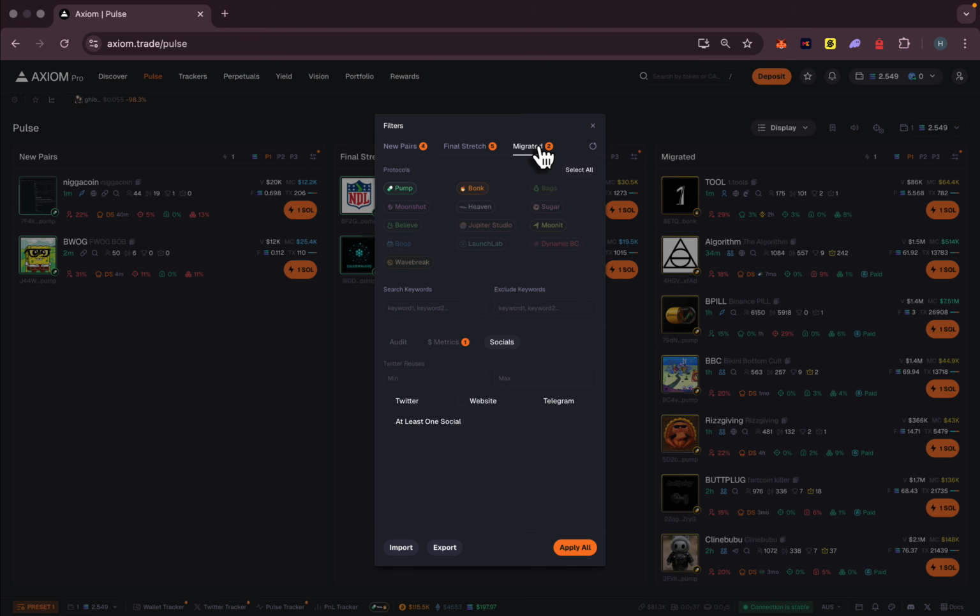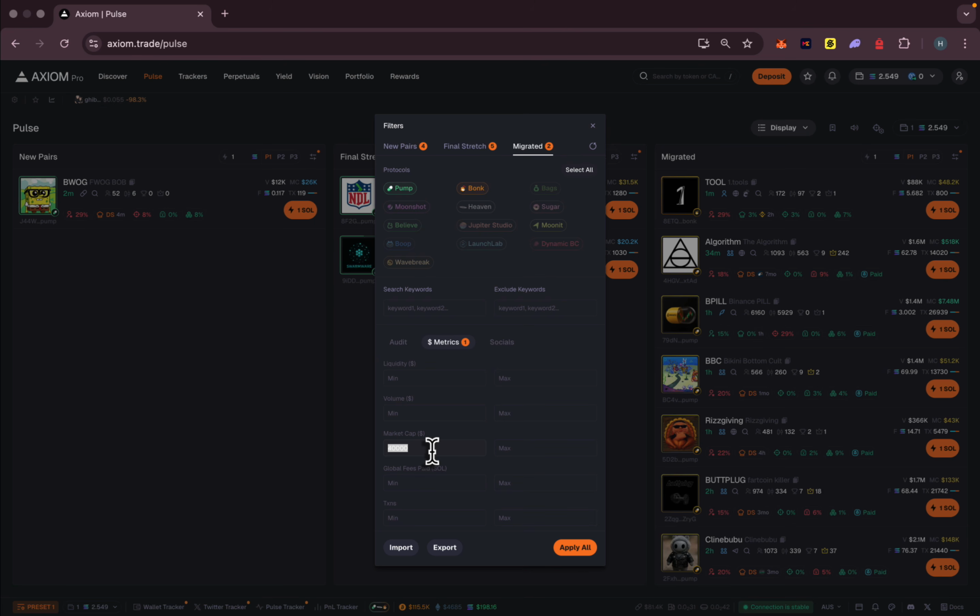When it comes to the migrated section, personally, I don't recommend putting any filters. The only thing that I usually add is the market cap. If the market cap goes below $40,000 or $30,000, probably that token is dead, and I wouldn't invest in these kinds of tokens. So that's the only filter I have for the migrated section.